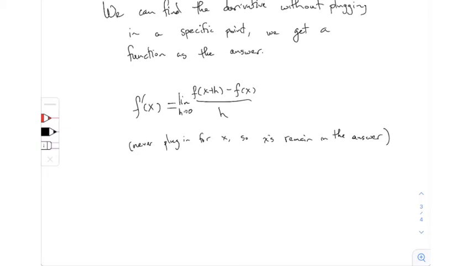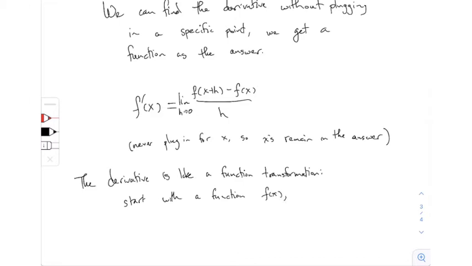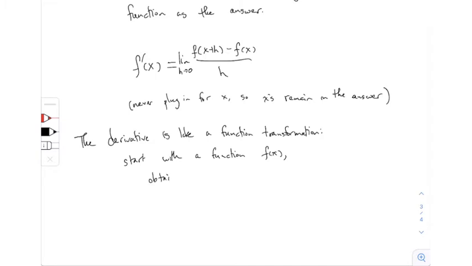In this way, we can think of the derivative kind of like an operation of itself, which takes a function, you do the derivative to it, and the answer is another function, all right? So in this way, the derivative is like a function transformation. We start with a function f of x. You do the derivative to it, and you obtain another function, f prime of x, right? So the derivative as an operation is an operation of functions. You plug a function into it, and what comes out of it is another function, all right?